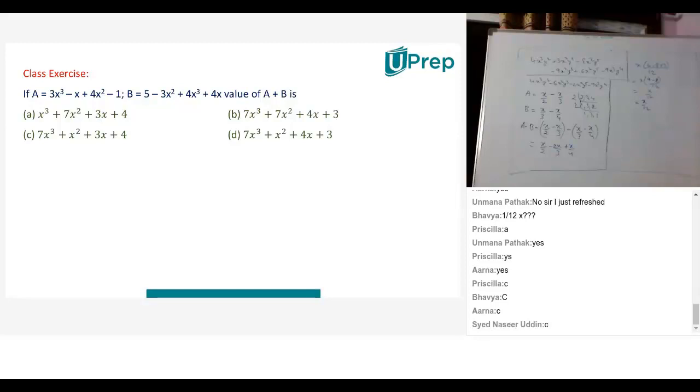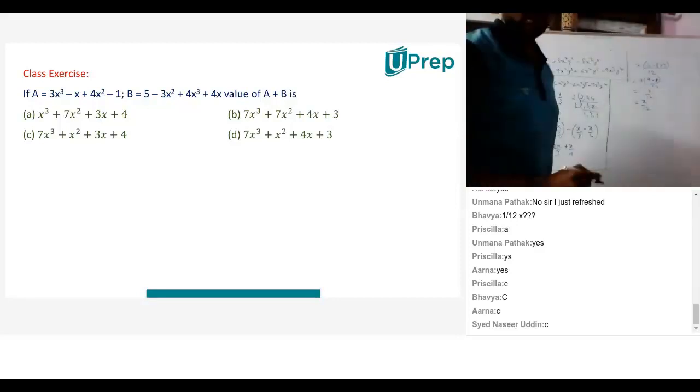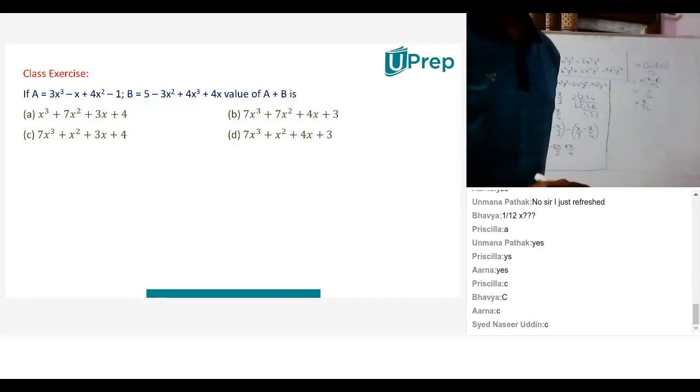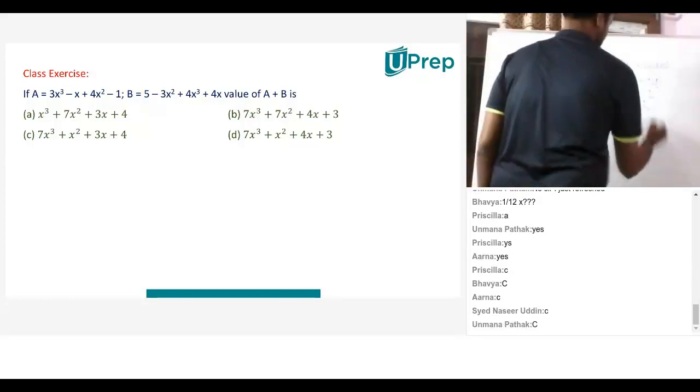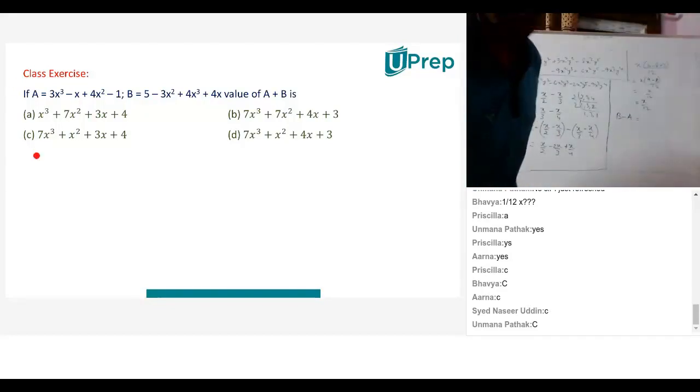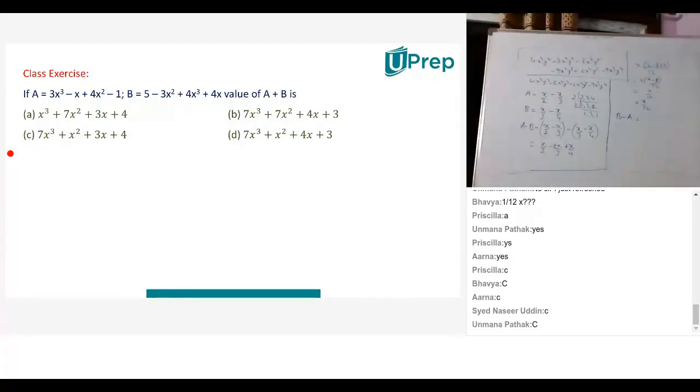C. Sir, if we do B minus A, I got the answer. Okay. So you got the value of A plus B, right? Plus I got B minus A also. Okay, I've got B minus A as well. For this particular, I think the answer is option C, as all of you have got it, for A plus B. Now try to find B minus A. Please try to find B minus A. Children, try to find B minus A.